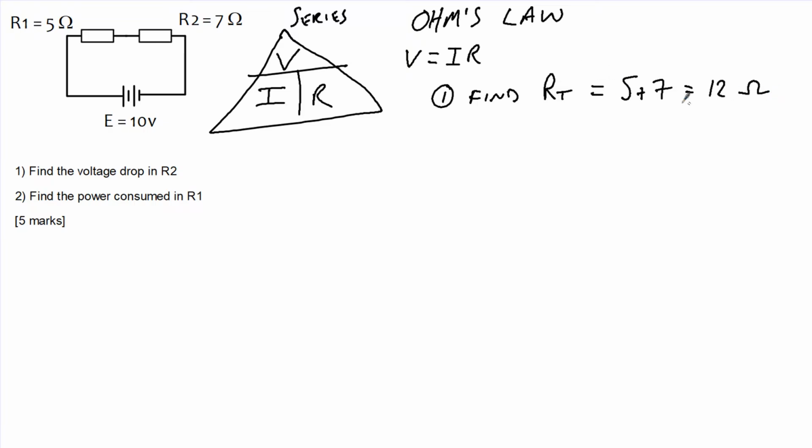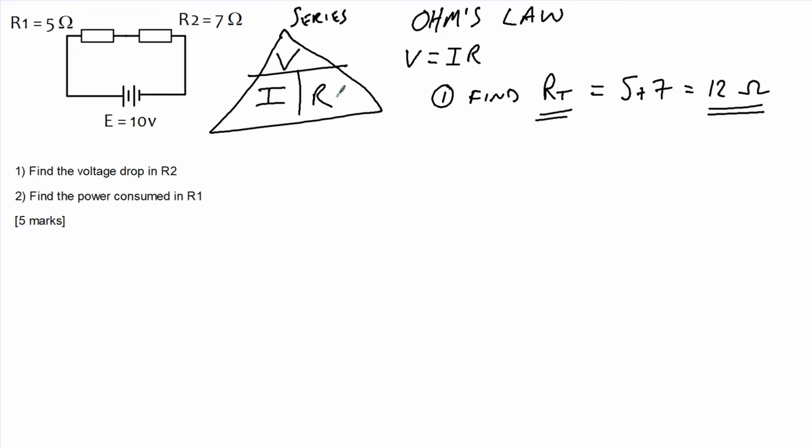So that's the overall resistance. So what the circuit really looks like is 10 volts, and then there's a resistor there, which I could call RT, and it's 12 ohms. This little circuit I scribbled is the same as this one here. They behave in exactly the same way. So we found the total resistance is 12 ohms.